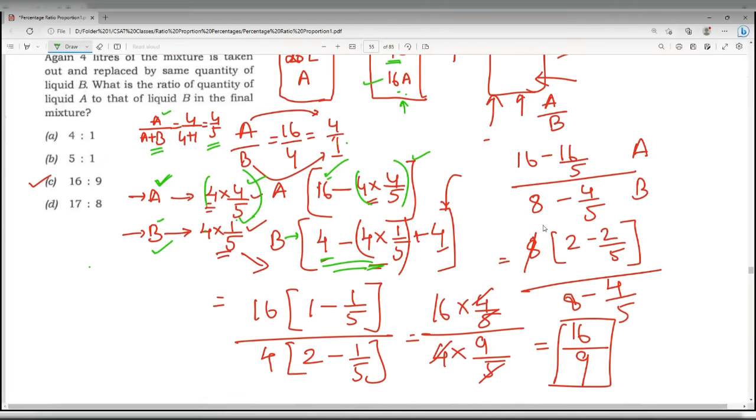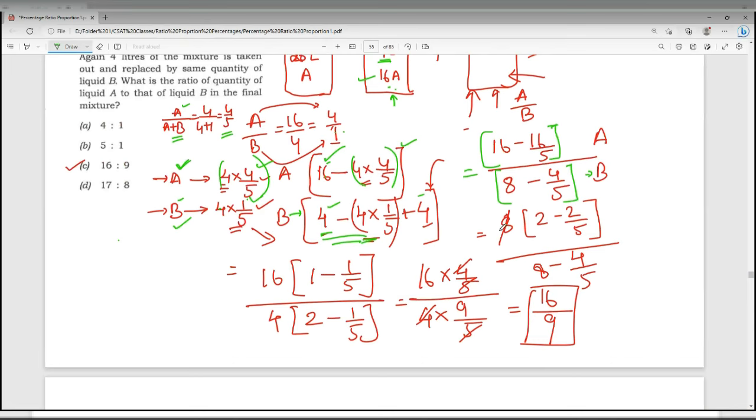In this, 16 minus 4 into 4 by 5 is 16 minus 16 by 5. This is the concentration of A. And then 4 plus 4 is 8, 8 minus 4 by 5. This is the concentration of B. And then after that, I'm just simplifying it. I'll just remove this.